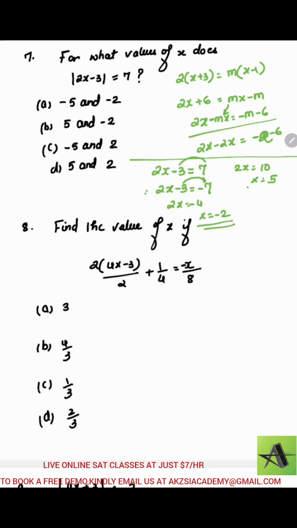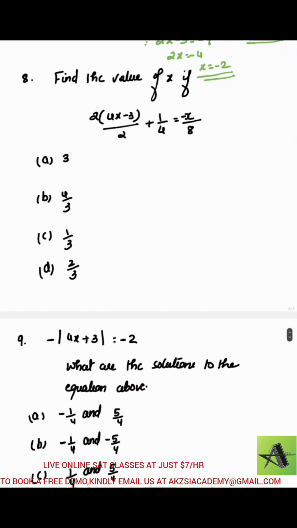So the two values that you will get are x equals 5 or x equals minus 2, because in both cases, if you put them inside the modulus, you will have the value 7. So this is our answer, B. Moving on to the next one.